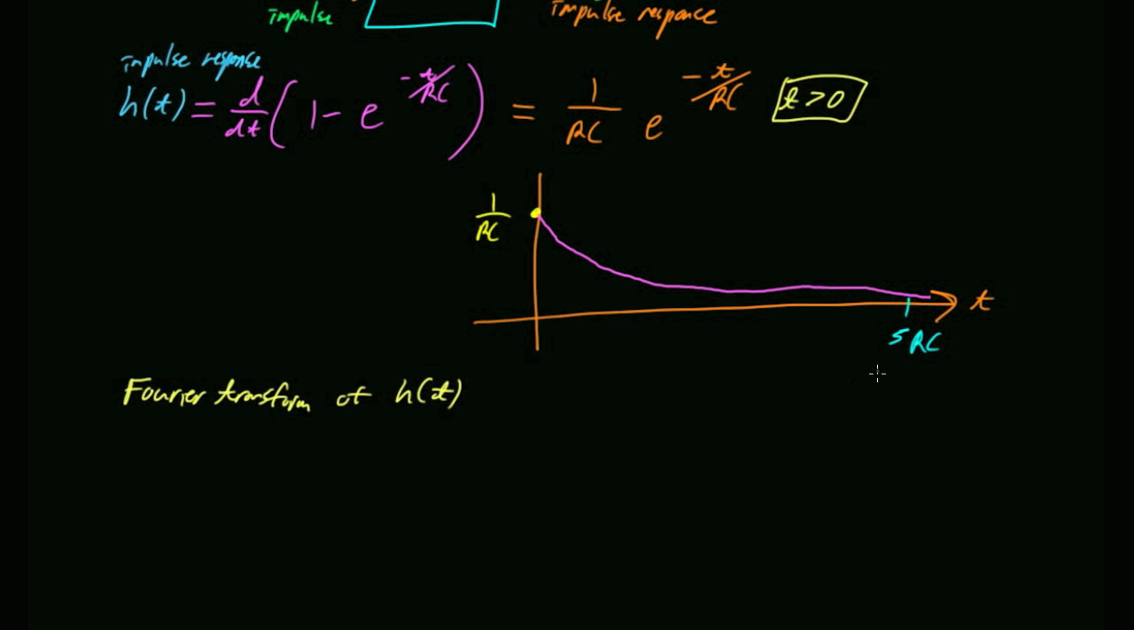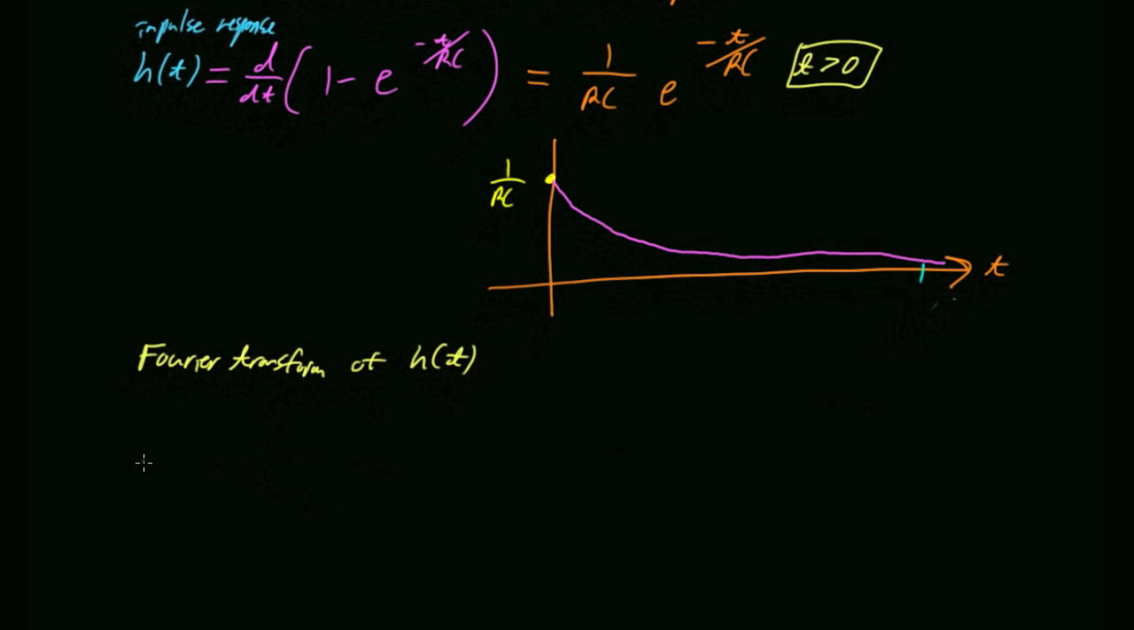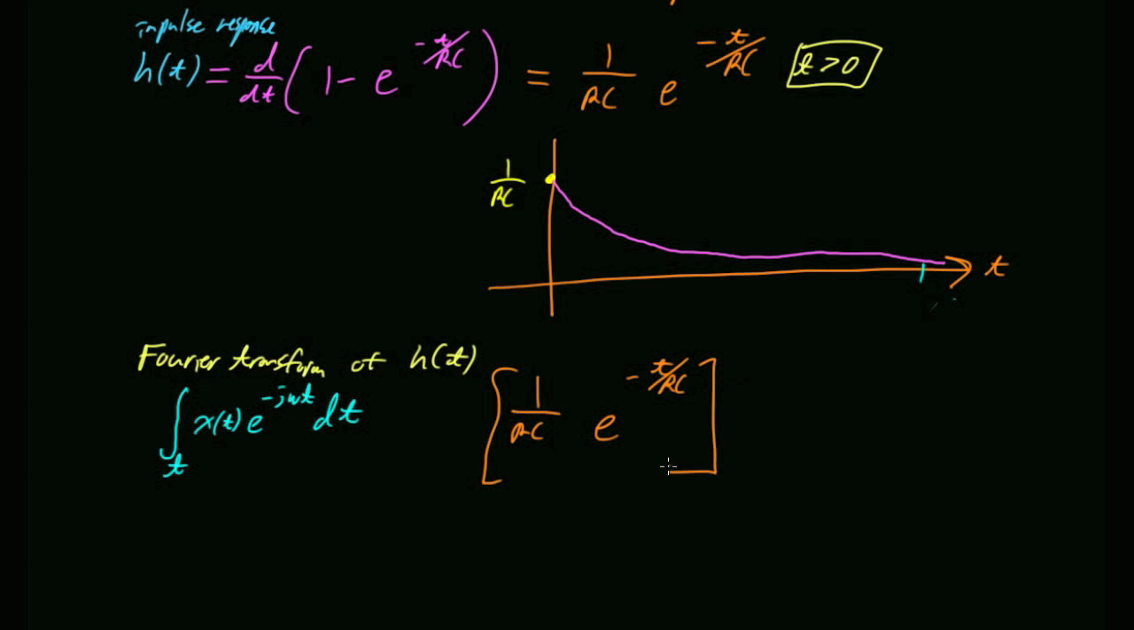Okay? All right, so I'm going to apply the definition of the Fourier transform. The Fourier transform says integrate over all time, whatever your function is, e to the minus j omega t dt. Is that right? That is what we do. Okay, good. So in this case, my function that I'm taking the Fourier transform of is 1 over RC e to the minus t over RC. So I'm taking that and multiplying it by e to the minus j omega t.